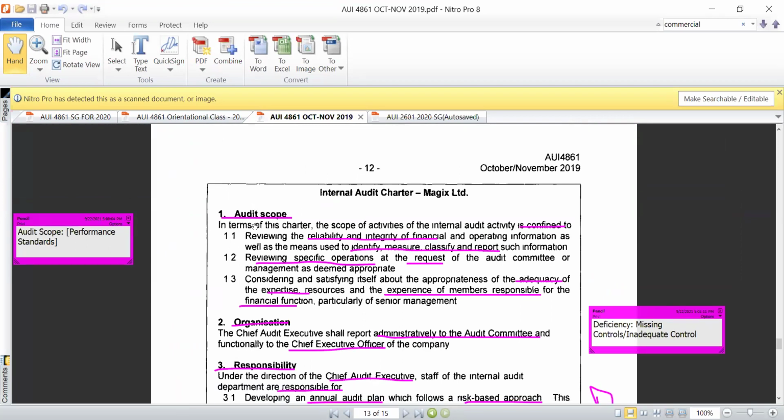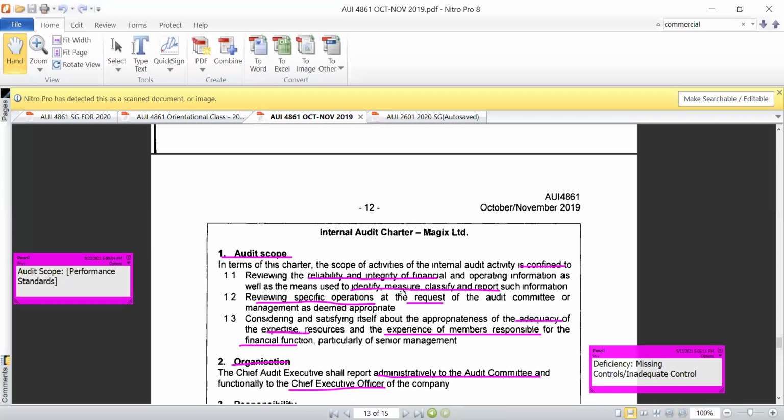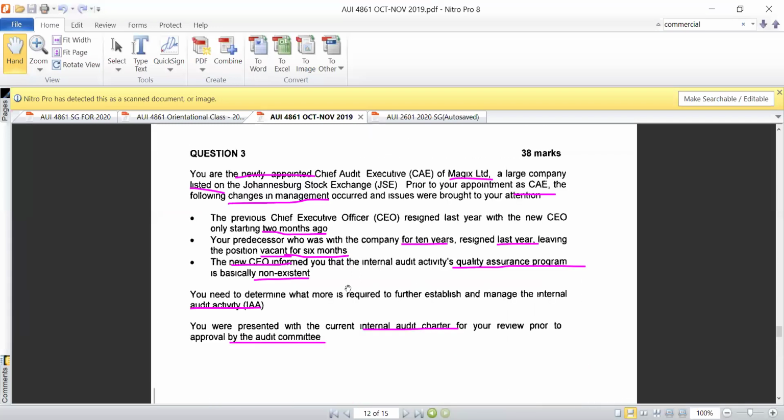So for now, let's deal with the first one here, which has to do with the audit scope. In terms of this charter, the scope of activities of the internal audit activity is confined... should I maybe start with you guys from the top? Okay, maybe let me start with you from the top. So you see the type of organization you're looking at, and then how the chief audit executive in this case relates to the other parties. You are a newly appointed chief audit executive of Magix Limited, a large company listed on the Johannesburg Stock Exchange.